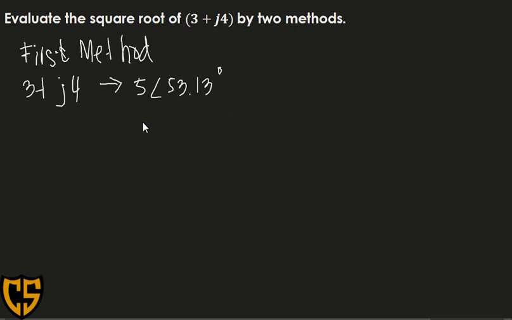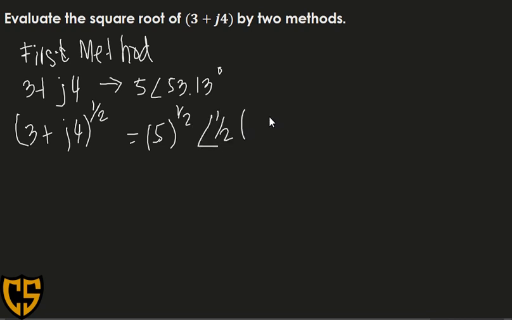So let us now find its square root. So we raise to 1/2 both sides of the equation. So we have 3 plus j4 raised to 1/2. So this will be equal to, the 1/2 is applied to the magnitude directly, so we have 5 raised to 1/2. Then the angle, we multiply by 1/2 times 53.13 degrees. So our answer will be, the square root of 5.